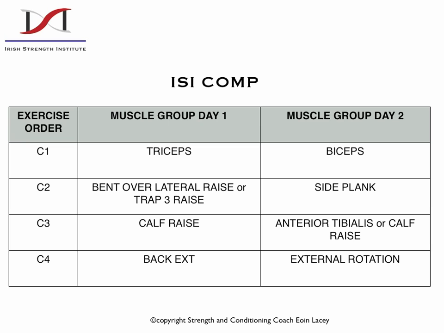So what we have here is triceps, bent over lateral raise or trap 3, some sort of calf work or some sort of back extension. On day 2, we have biceps, some sort of side plank, tibialis work. If you have done standing calf work, you can do seated calf work. If you've done high elbow external rotation on day 1, you can do low elbow external rotation on day 2.